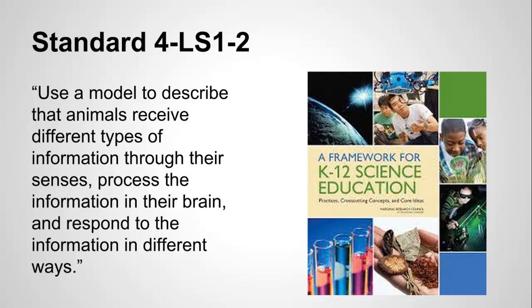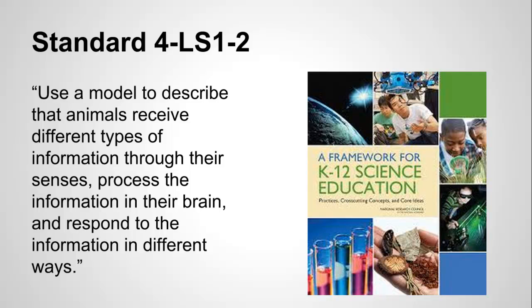Now, if we look at that standard, it reads, use a model to describe that animals receive different types of information through their senses, process the information in their brain, and respond to the information in different ways. So what I'm going to do through the course of this video is break that standard down into two pieces. The first piece would be the first 3 words where it says use a model, and that will describe what our students are doing, and then the rest of that standard will explain what they're learning. So let's first take a moment to stop and think about what they're doing.